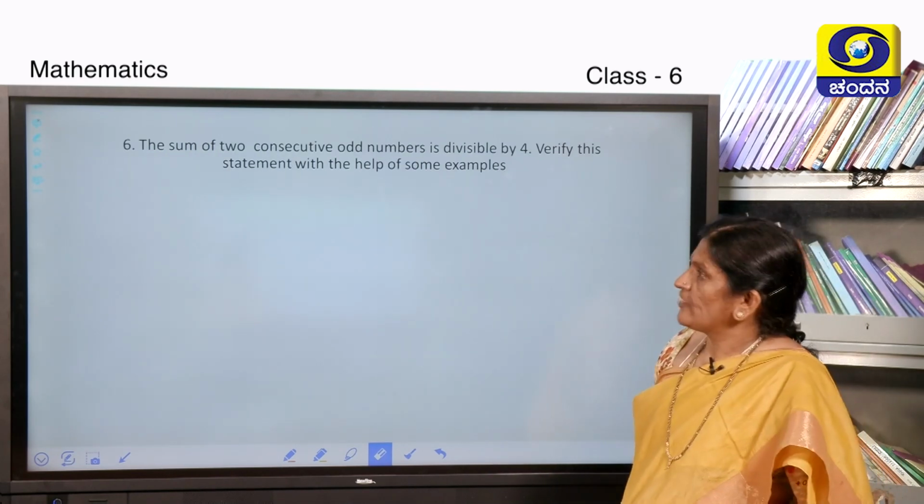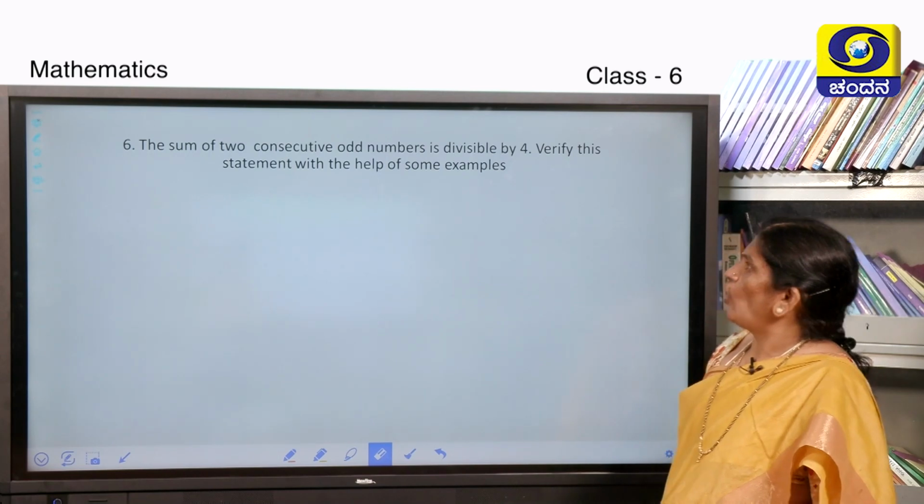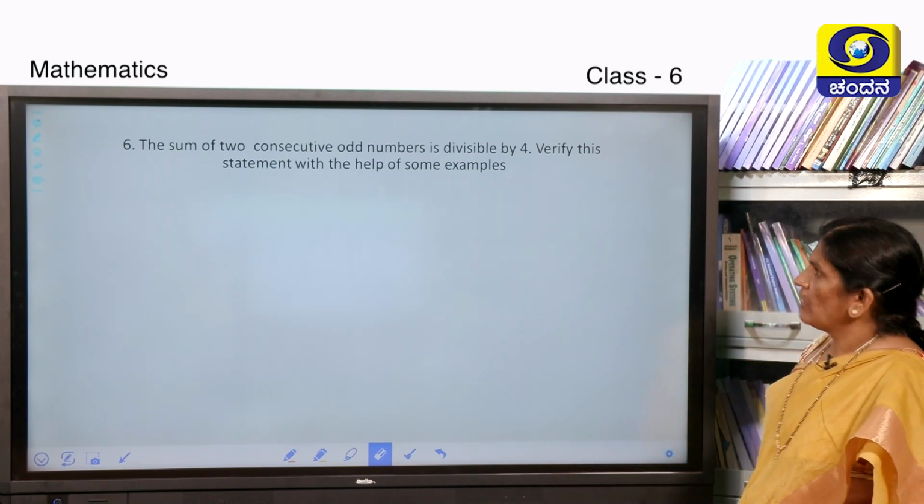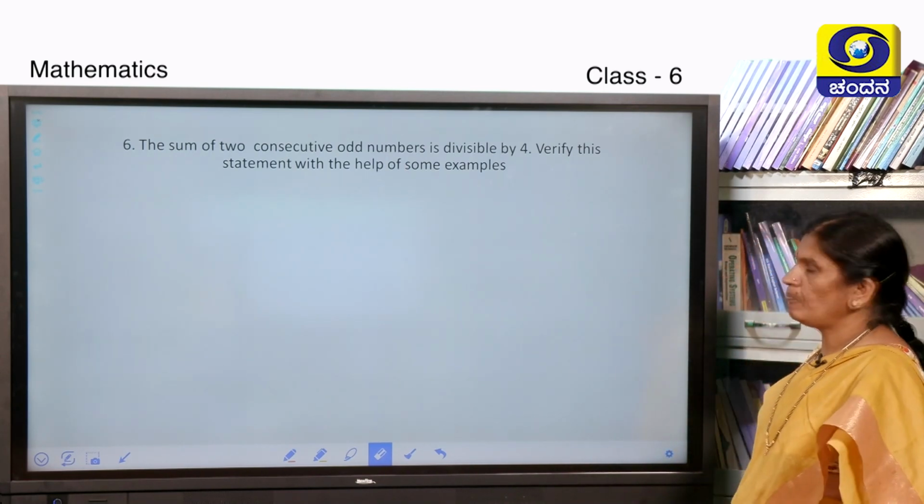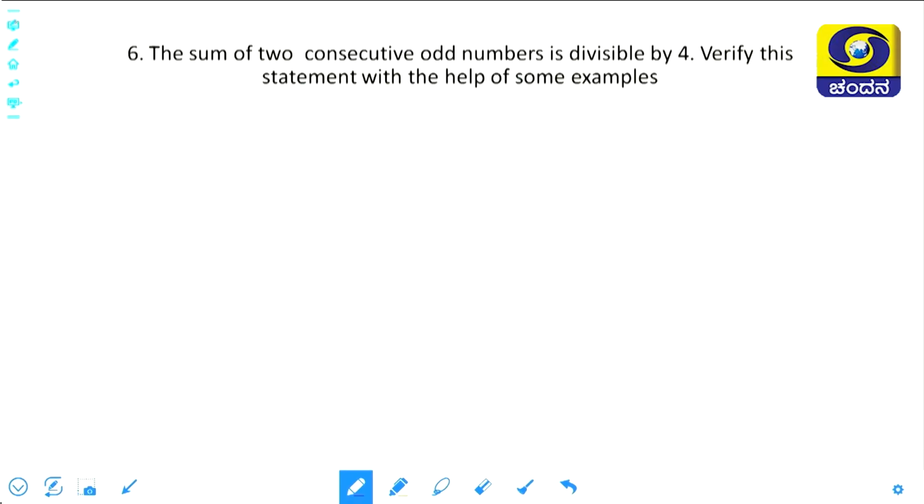Next question. The sum of 2 consecutive odd numbers is divisible by 4. Verify this statement with the help of some examples. Consecutive means continuous numbers. Let me take odd numbers 3 plus 5, consecutive, 3 and 5 is 8. Yes, 8 is divisible by 4.